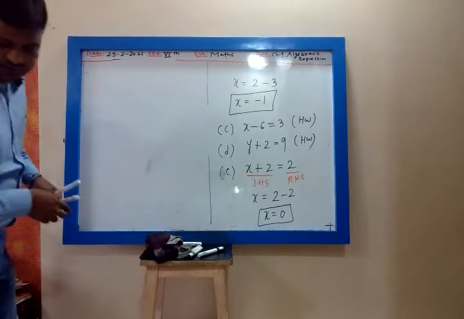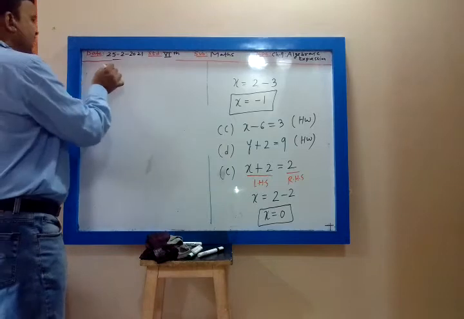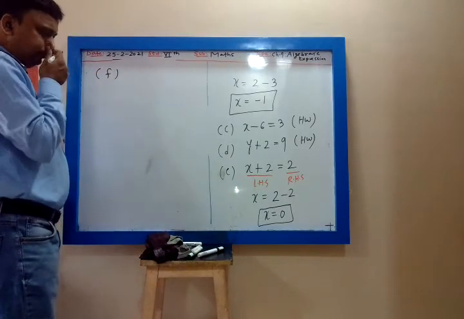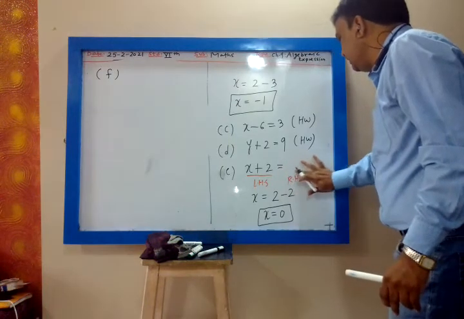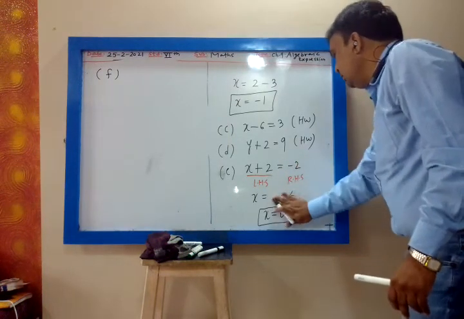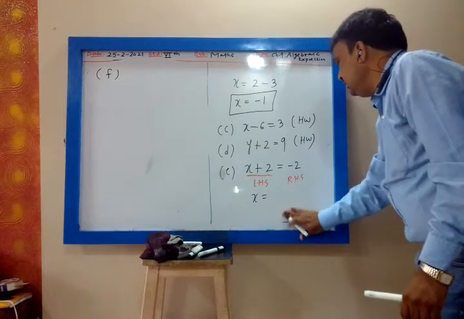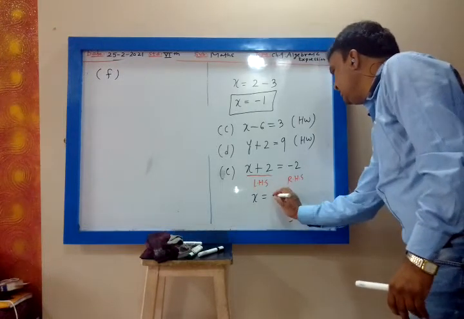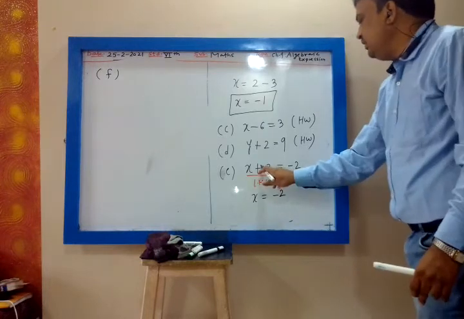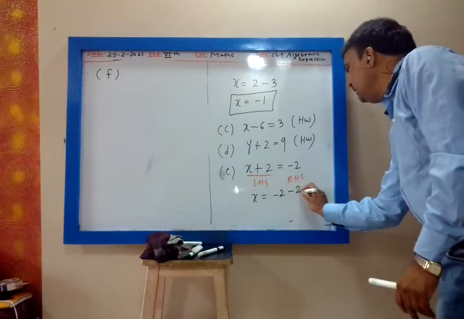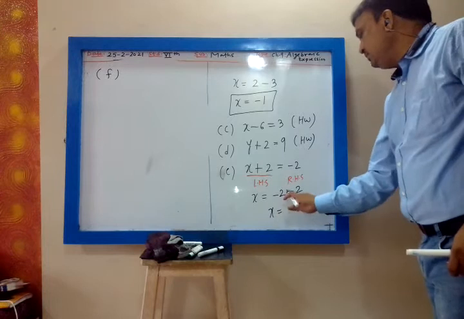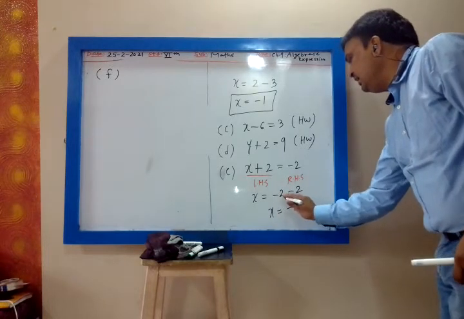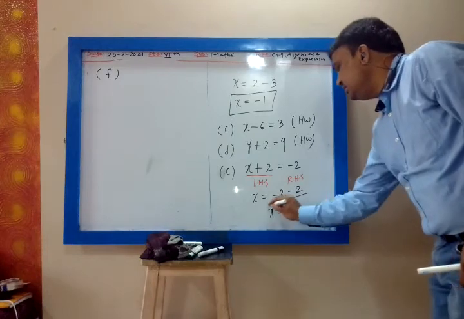Now, x plus 2 is equal to minus 2. Minus 2 is there on the right hand side. Now this plus 2 on the left hand side, we take it on the right hand side, it becomes minus 2. So minus 2 minus 2. Whenever they have the same sign, minus minus, I will write the minus sign and add the numbers, 2 plus 2, 4. x is minus 4. This is the answer.